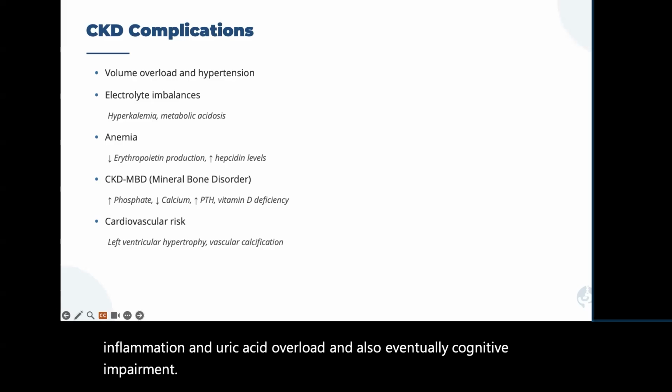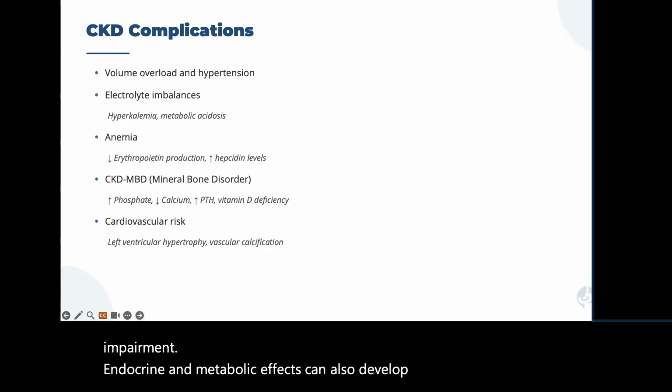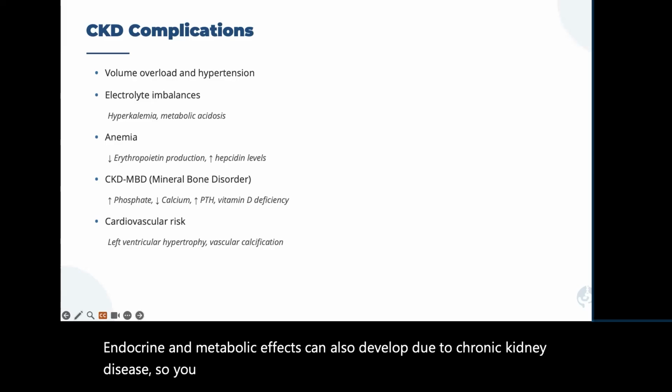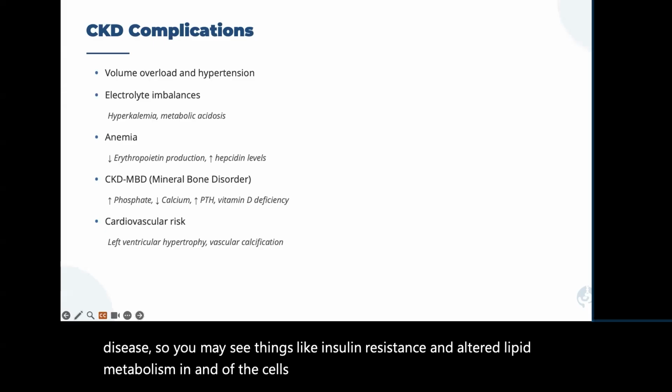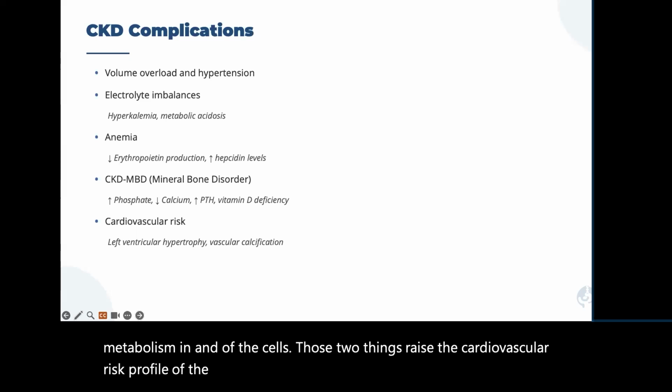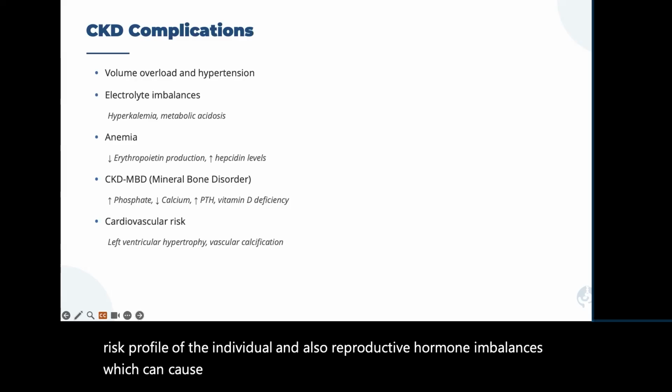Endocrine and metabolic effects can also develop due to chronic kidney disease. So you may see things like insulin resistance and altered lipid metabolism. In and of themselves, those two things raise the cardiovascular risk profile of the individual. And also reproductive hormone imbalances, which can cause menstrual irregularities and decreased fertility.